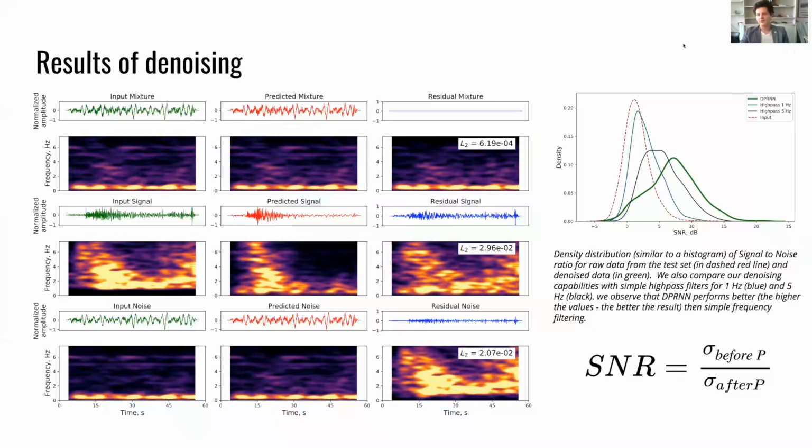Then we compare it to what signal-to-noise ratio we would obtain if we applied a high-pass filter of 1 Hertz and 5 Hertz, blue and black line accordingly. And then we compare it to the signal-to-noise ratio we would obtain if we process it with our dual-path recurrent neural network, which is shown in green. And one can see that it is considerably better. Signal-to-noise ratio, the higher it gets, the bigger the signal to noise ratio, and the better it is.